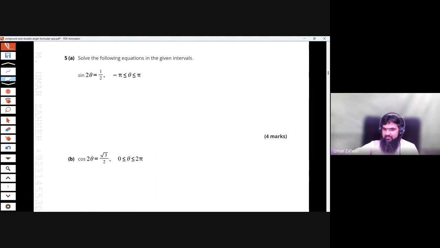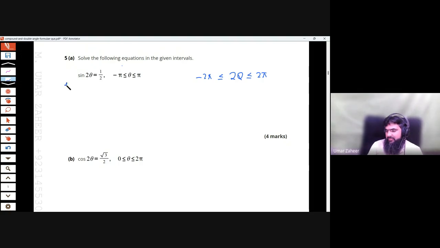Question number 5, we have the equation. We have to solve the equation in the interval from minus pi to plus pi. It is 2 theta. Okay, we already did this type of question in P1. So theta is from minus pi to pi. So if we take 2 theta, that will be from minus 2 pi to plus 2 pi. So this is your range basically. Now you have to solve the trigonometric equation. How to solve trigonometric equations you already did in your P1 and P2.